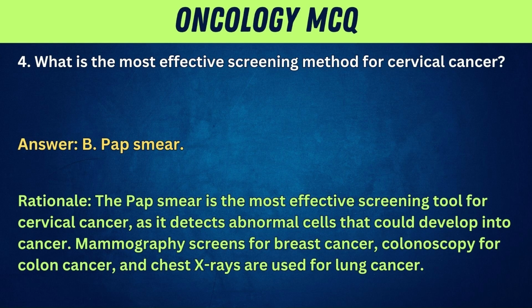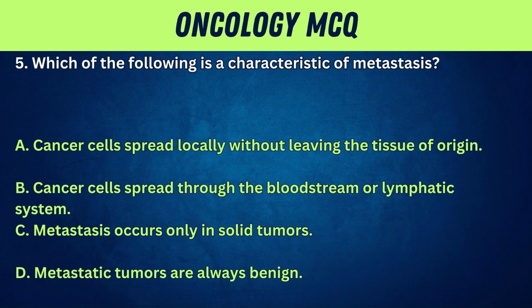Answer: B. Pap smear. Rationale: the Pap smear is the most effective screening tool for cervical cancer, as it detects abnormal cells that could develop into cancer. Mammography screens for breast cancer, colonoscopy for colon cancer, and chest X-rays are used for lung cancer. 5. Which of the following is a characteristic of metastasis? A. Cancer cells spread locally without leaving the tissue of origin.